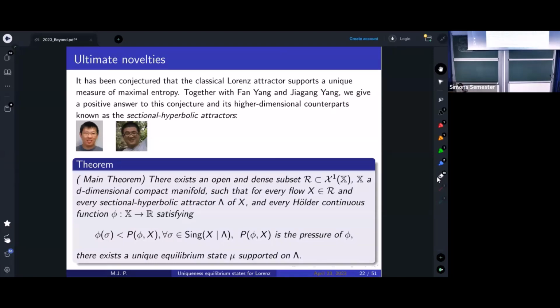And the theorem is that there exists an open dense subset in the C1 flows on a d-dimensional compact manifold, such that for every flow in this open dense set, every sectional hyperbolic attractor Λ of X, and every Hölder continuous map φ from M to R, satisfying that the value of this function at the singularities is less than the pressure of φ, there exists a unique equilibrium state μ supported on Λ. Okay, I will explain the terms.